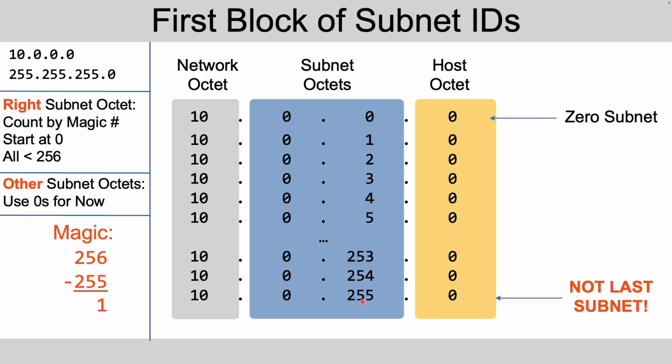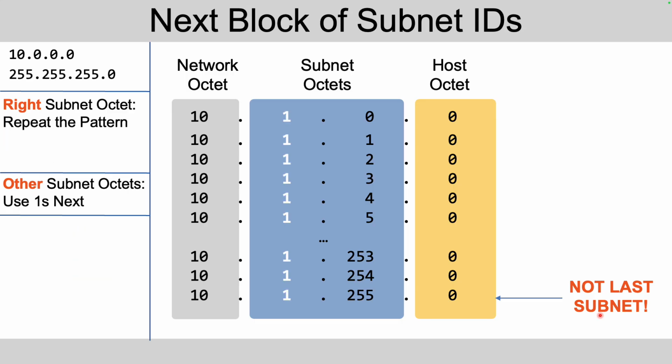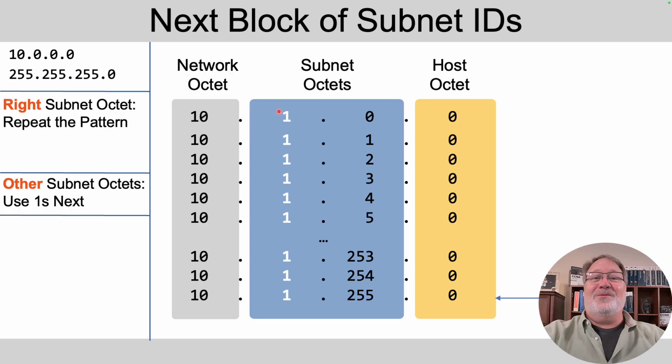So that tells us we're at the end of the block, but not at the end of the list of the subnets. It's not the last subnet. It's just the end of the block. Then our expanded rules tell us that we want another block that goes 0, 1, 2, 3, 4 to 255, but with ones over here. And then we're going to want another block with twos over here and another block with threes over here.